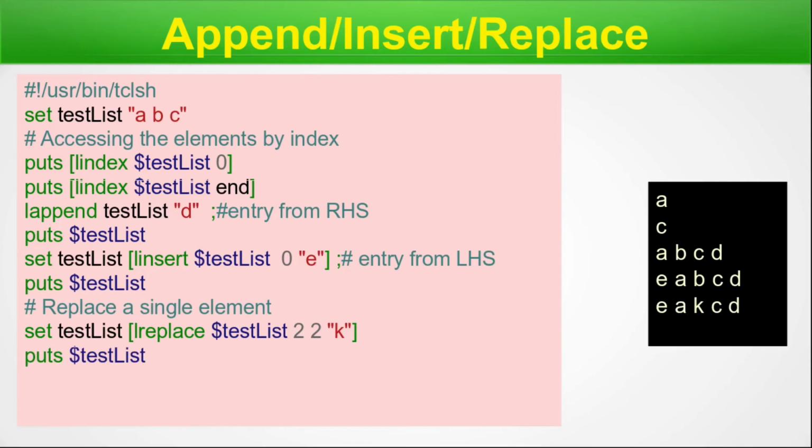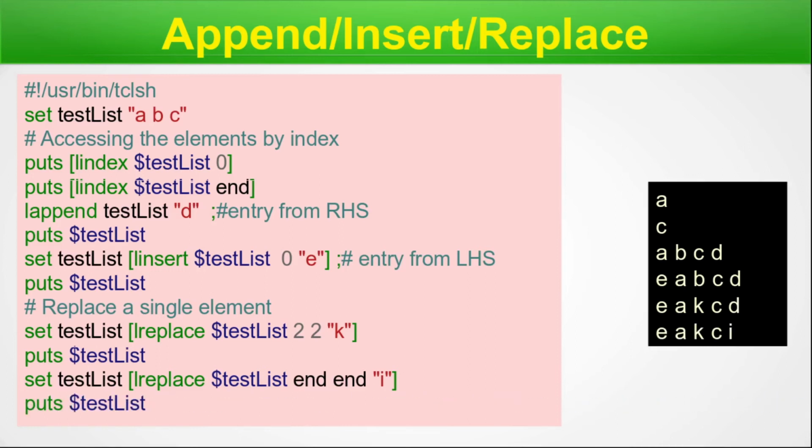Let's see another one. Here we are using lreplace, and we are replacing the last element. So end to end: it will start at end and it will end at end. The range is end to end, meaning one particular position. We are replacing the last element with I, and when we echo it we can see that D has now been replaced with I. So these are a couple of other ways you can manipulate or play with a list.